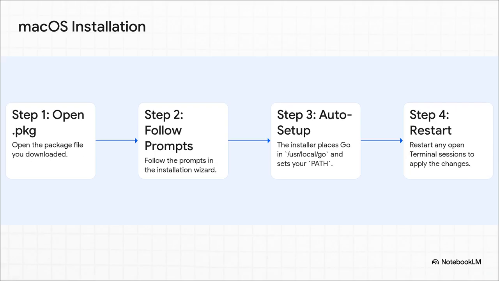And finally, step 4, just make sure that change sticks around every time you open a new terminal. All right, macOS users, you're going to love this because it's even simpler. You just open that package file you downloaded, click through the installer, and that's pretty much it. The wizard does all the heavy lifting. It puts Go in the right folder, and it updates that path variable for you. The only thing you got to remember, restart any open terminal windows when you're done.